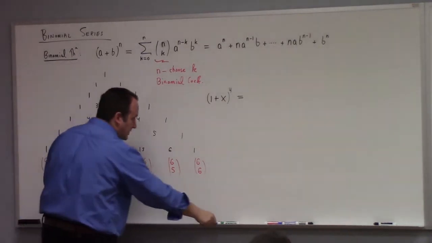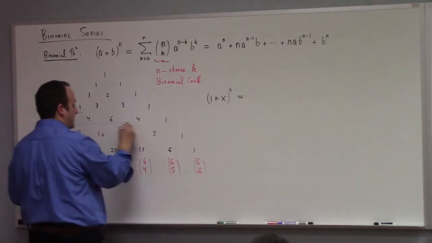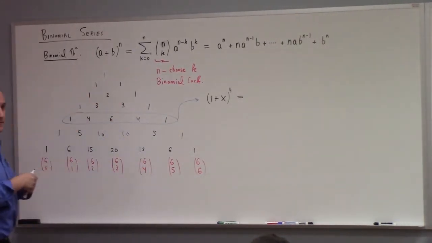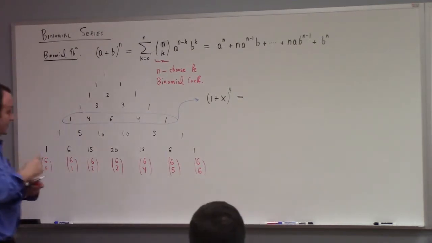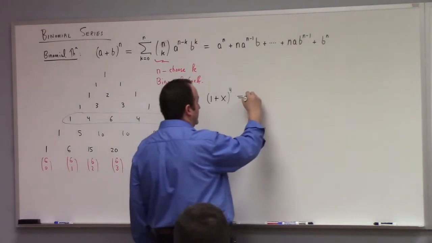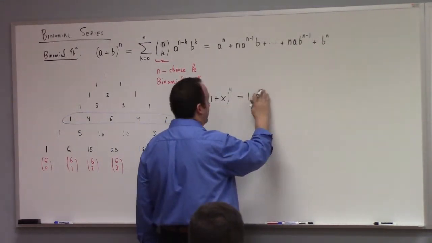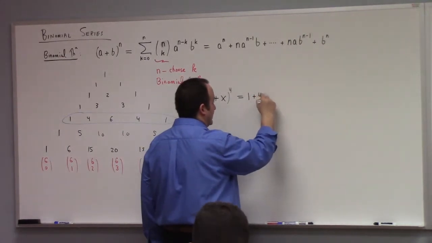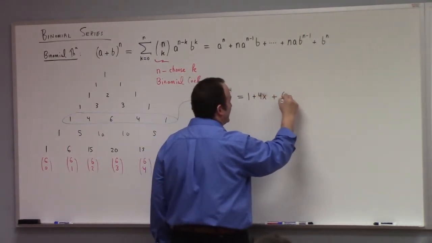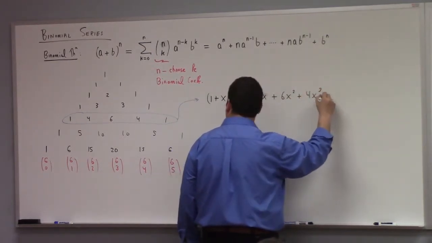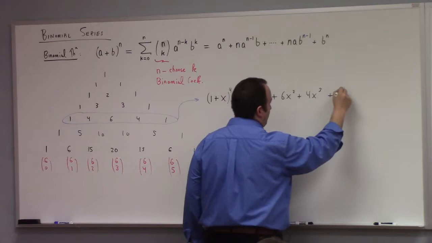So I can use this one right here to quickly multiply that. What is this called? Whose triangle is this? Pascal's triangle, yeah. But I think it belongs to all of us. 1 plus 4x plus 6x squared plus 4x cubed plus x to the fourth, okay.